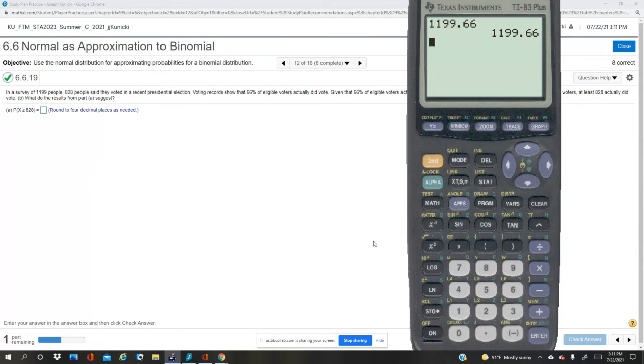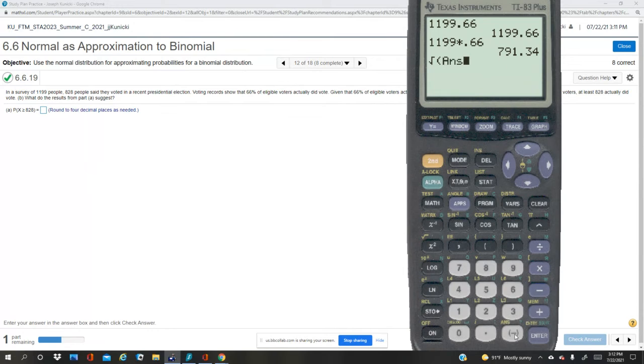I see what I did wrong. I'll just do second enter. I need a multiplication sign in there. There we go. So 791, that'll be our N, 791. And then the square root of NPQ is sigma. So we'll just take the square root.